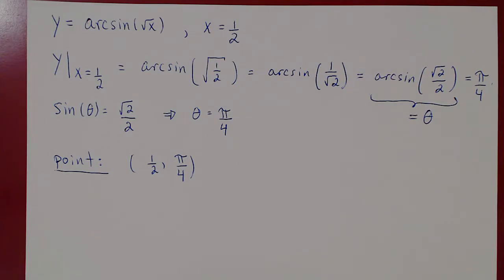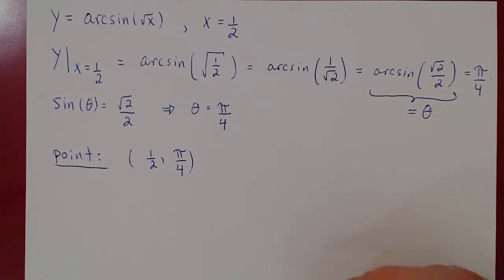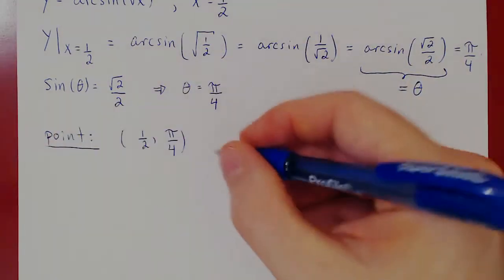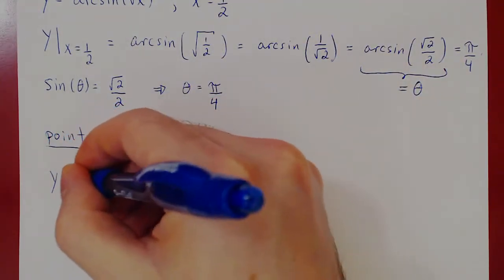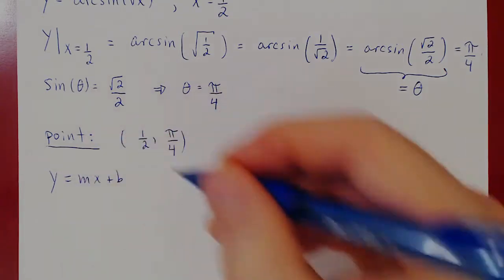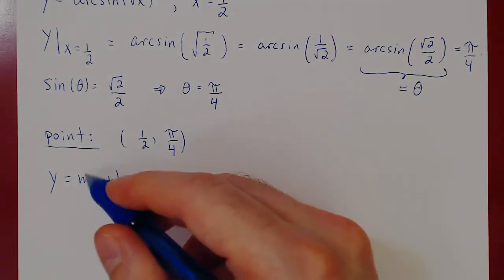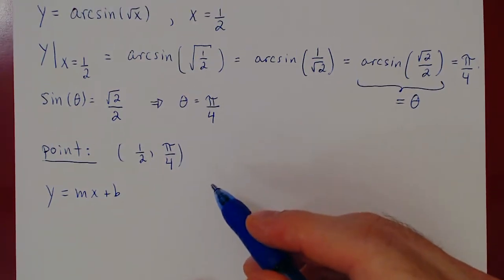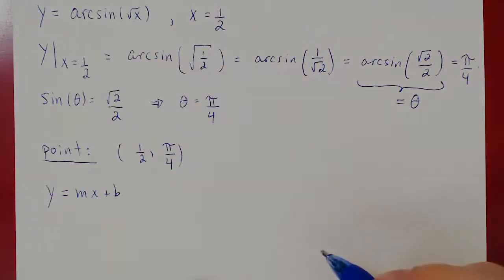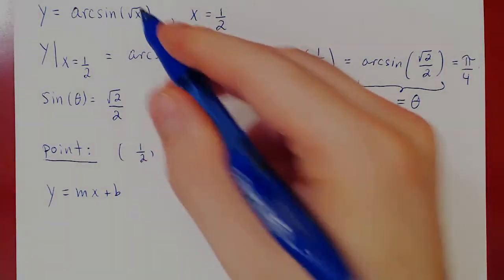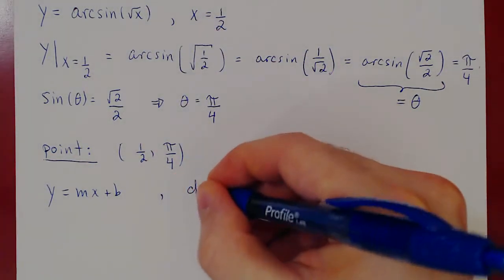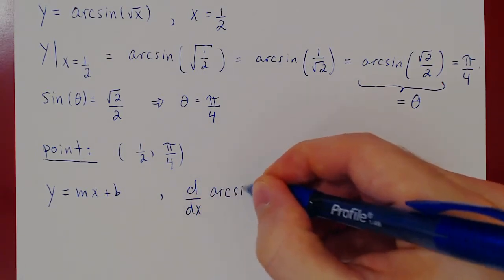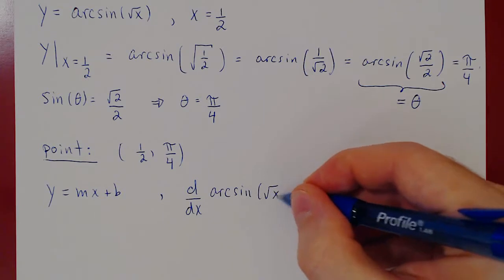Well, now if we want the equation of the tangent line, as always it's just the equation of a line, so we write y equals mx plus b. As always, the slope of the tangent line is the derivative of the function at the point of interest, so let us differentiate arc sine of root of x. So the derivative with respect to x of arc sine of root of x.